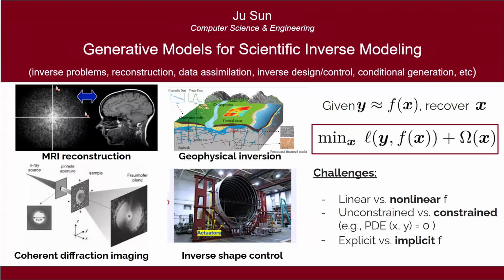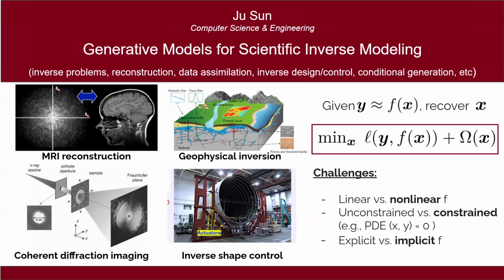So if we look at what the machine learning community is now doing for inverse modeling, most of the research is done for linear problems, without physical constraints. And also normally the forward model is explicit. What I mean is that you have a very nice mathematical closed form for the F.